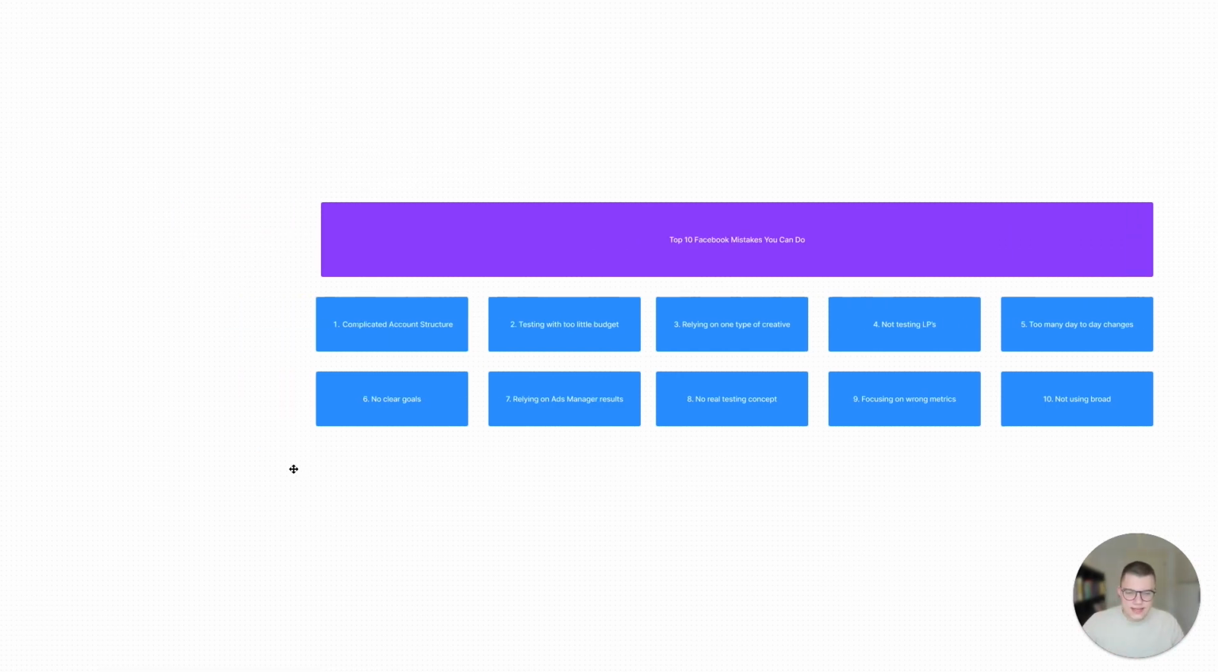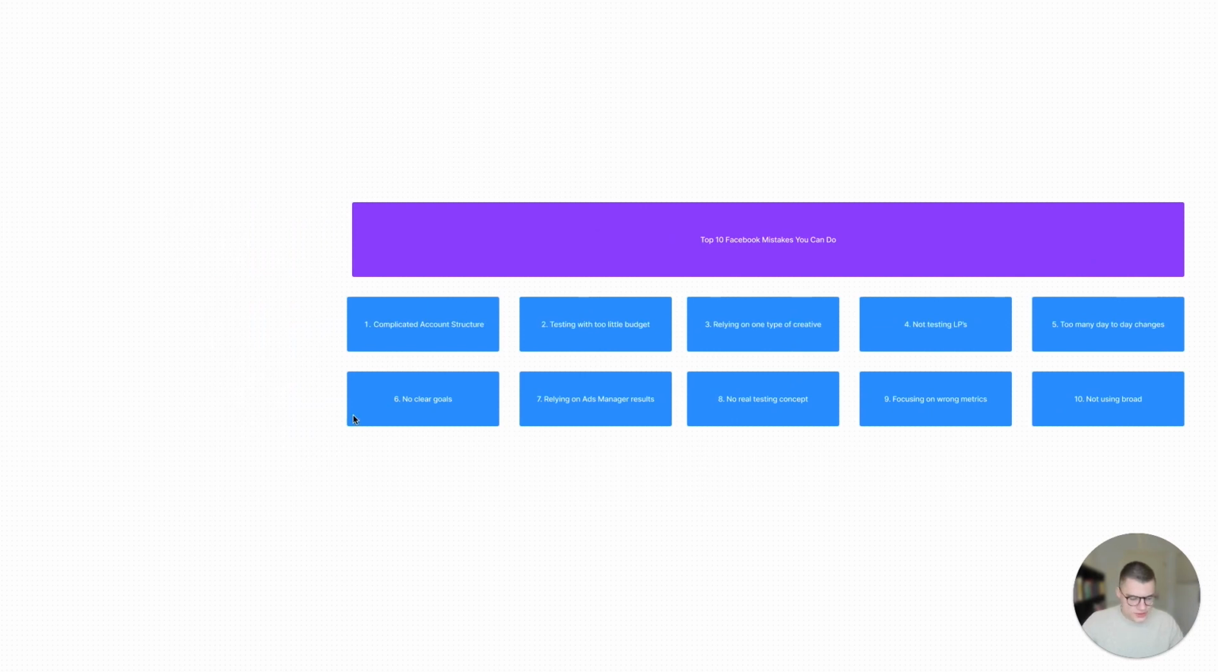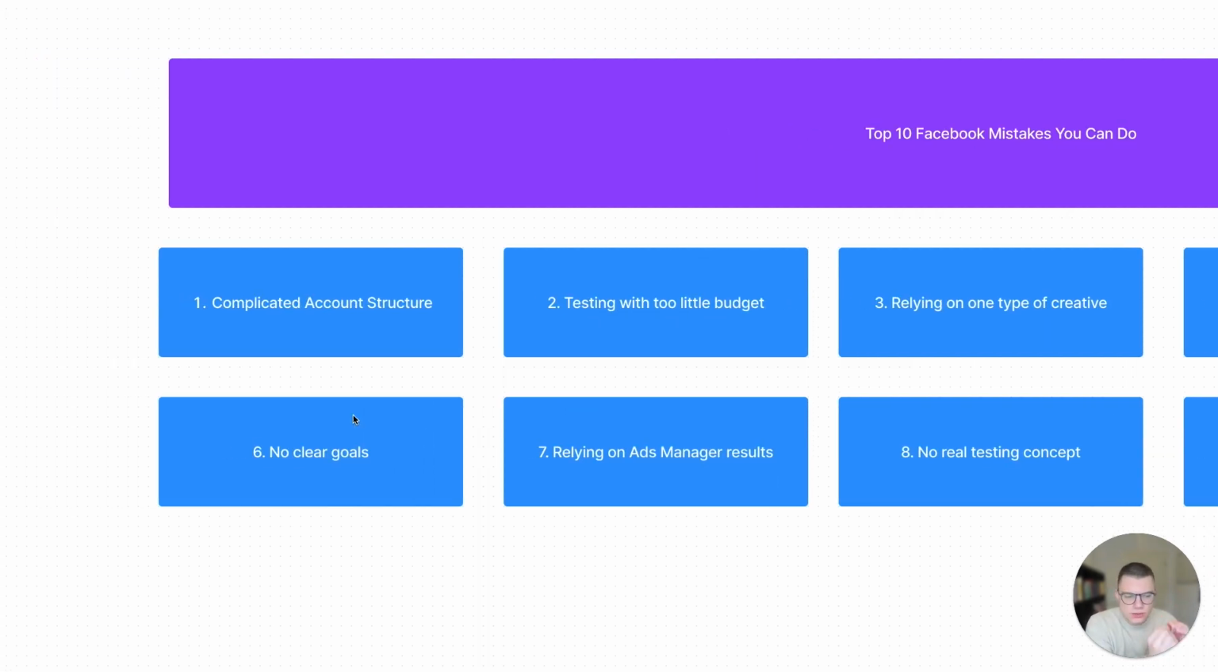So yeah, let's get right into it. First things first is a complicated account structure. With Facebook ads, you want to have your budget in as few places as possible, and that means combining your budget into as few campaigns as possible.